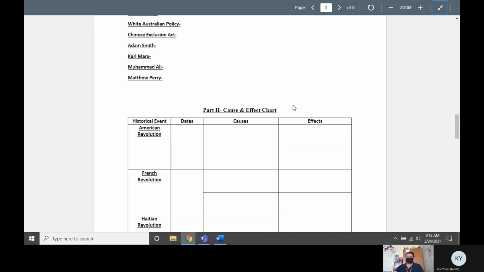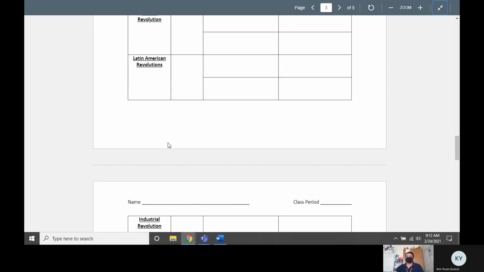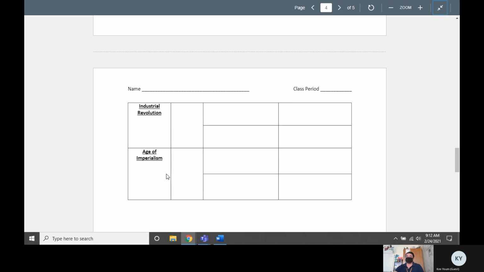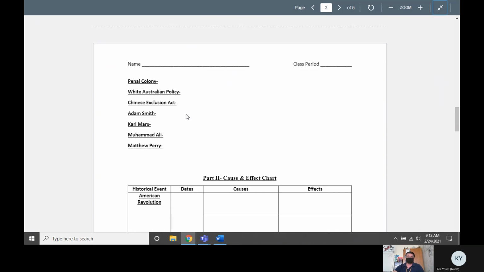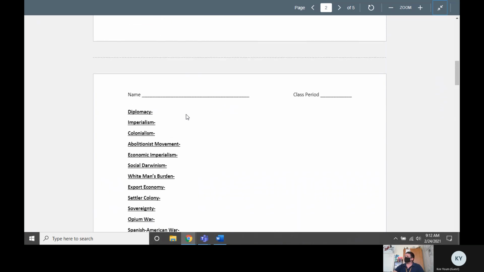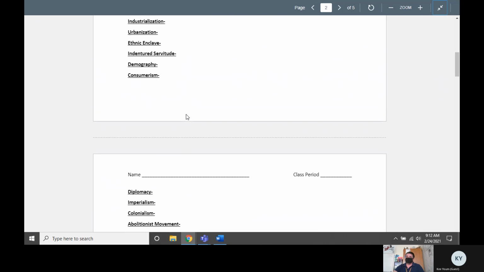As far as cause and effects, we've got political revolutions, we've got the Industrial Revolution, we've got the age of imperialism. You need to know some of the key causes of each. You definitely need to know the effects. And knowing the dates would be helpful just so you kind of see the sequence. Again, take this for what it's worth. You don't have to complete it. I just want you to look it over. That way you know what to study.